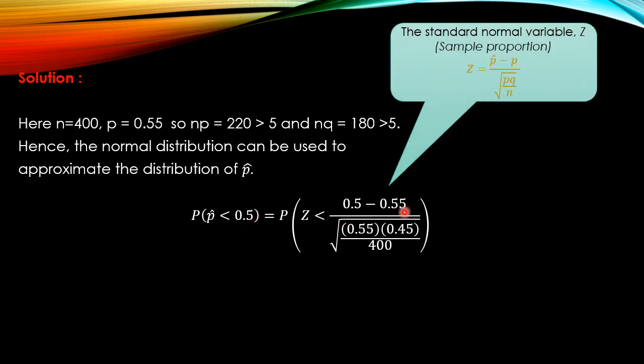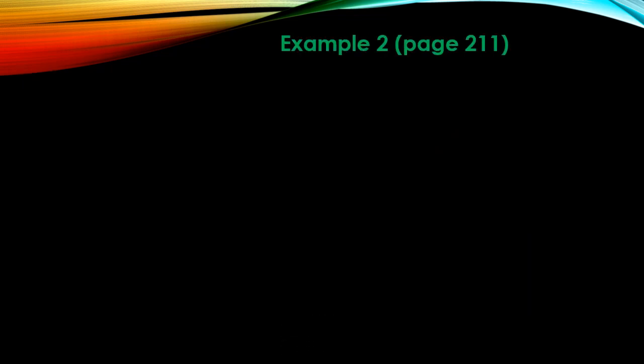Okay, we use the standard normal variable Z for sample proportion. Using this formula, substitute the values, and then we have P(Z less than negative 2.01). Okay, we construct the normal curve, so we have this area. Using the normal distribution table, you will get 0.0222. So we go to example 2.